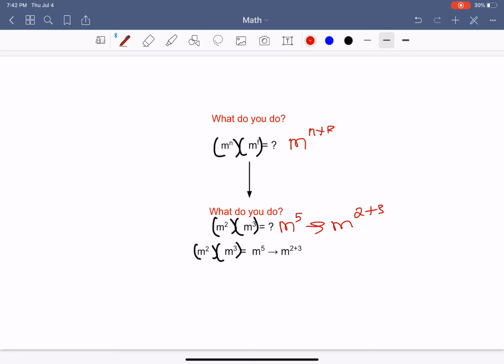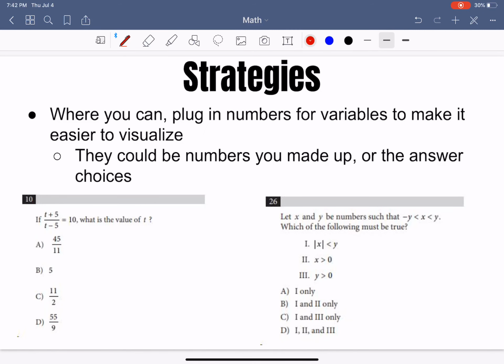So don't think that you don't know how to do it. If it looks unfamiliar but you've never seen it that way, try to put it in the terms that you're familiar with to see what you would do if that was the case. Another strategy is you can, when you can, plug in numbers for variables to make it easier to visualize. The previous example is kind of an example of that as well.